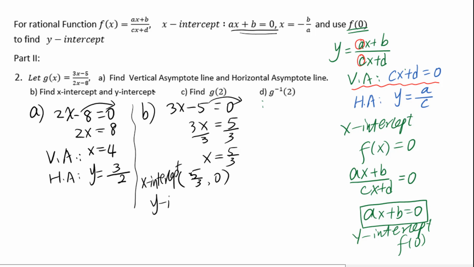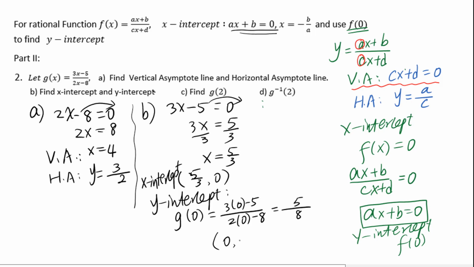For the y-intercept, we will work on g of 0. Every single x turning to 0. 3 times 0 minus 5, over 2 times 0 minus 8. You will get 5 over 8. 0, 5 over 8 is the y-intercept.